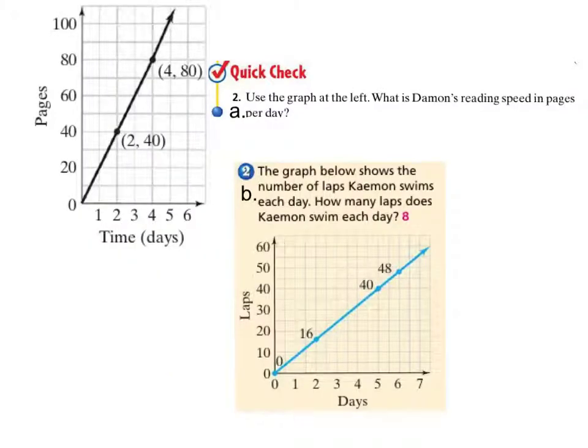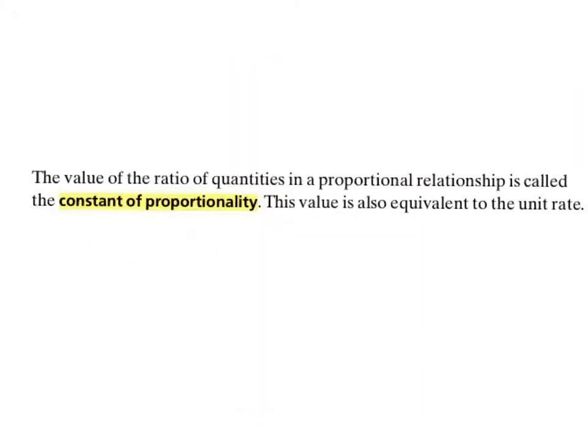Pause the video and try these two in your notebook. The value of the ratio of quantities in a proportional relationship is called the constant of proportionality. This value is also equivalent to the unit rate.